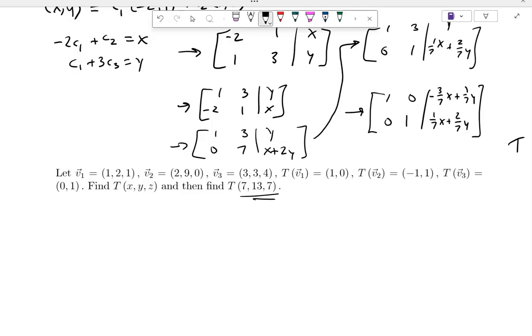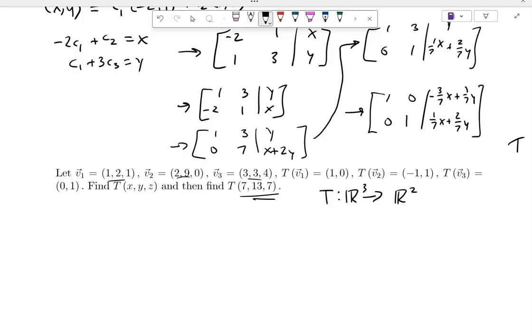First off, what's your domain space and what's your codomain space here? Where are your input vectors coming from? R3? And where do they end up? R2. Good. That's because that's where these things are going in.